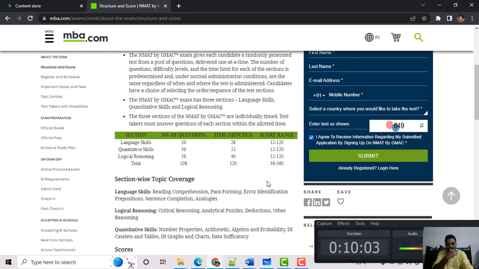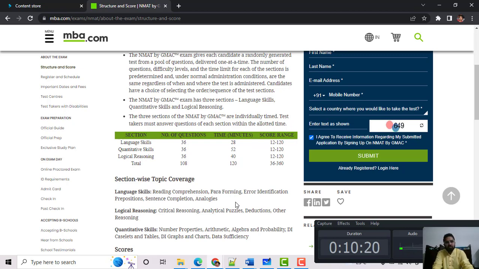Important topics are already here. Reading comprehension, which we have already covered. Para forming is nothing but para jumble. Error identification, preposition selection, sentence completion, analogies. These are questions related to grammar and vocabulary.